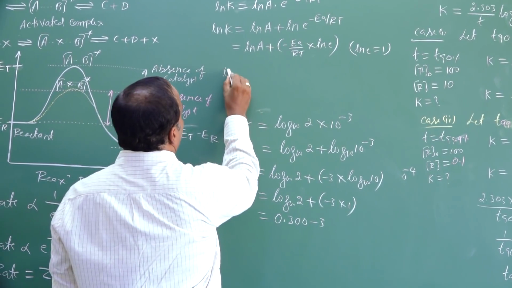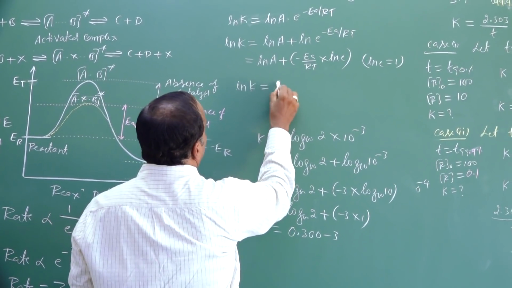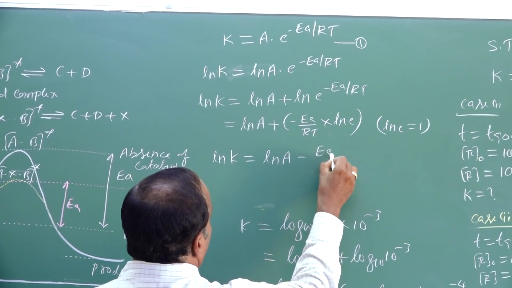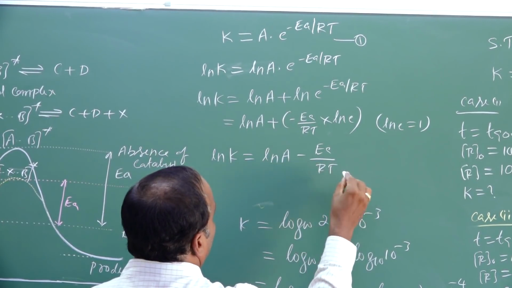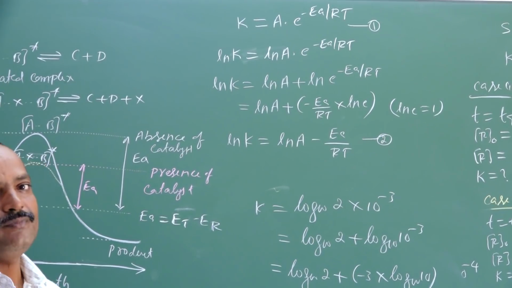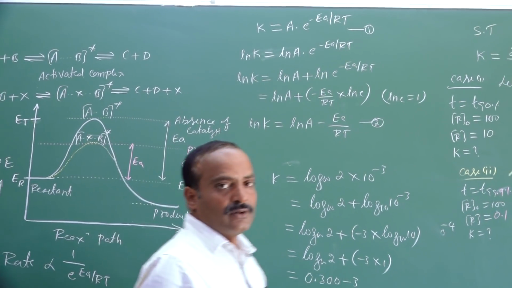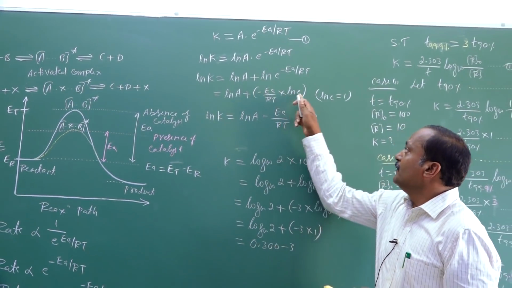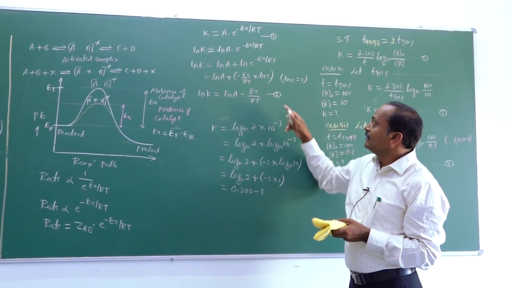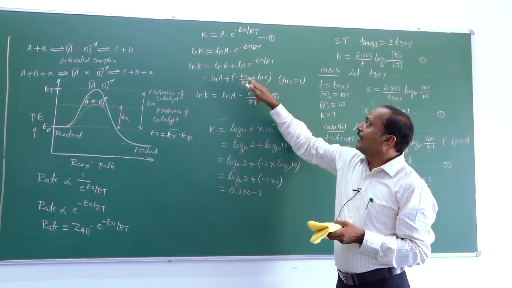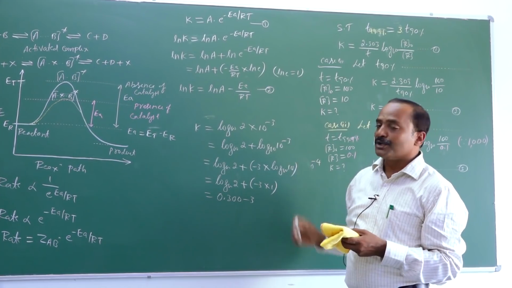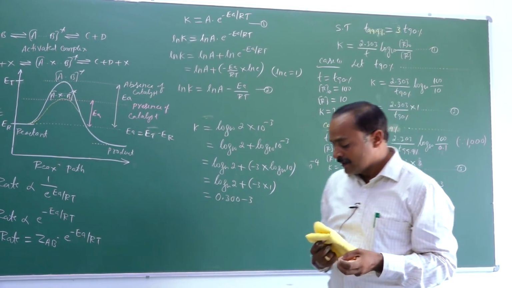Then ln K is equal to ln A minus Ea by RT into 1. That is minus Ea by RT. We call it equation number 2. Is it clear?